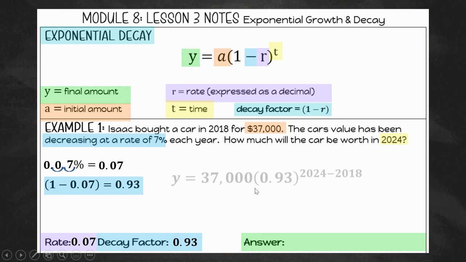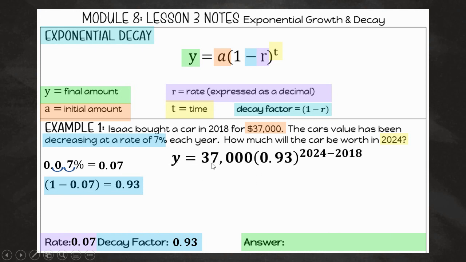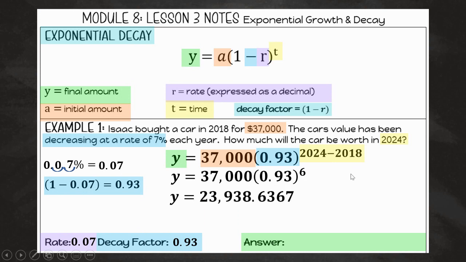And then we can use that to find our answer. So here's our equation. We have y is equal to 37,000, which is our initial amount, multiplied by 0.93, which is our decay factor. And that's going to be brought to what power? Well, we're not going to bring it to 2024 power. That would be crazy. Okay, so we actually have to look at what we're finding, and we're finding the difference between 2024 and 2018. So that's going to be to the power of 6. Okay, all we're doing is how many years is it between 2018 and 2024? It's 6 years.